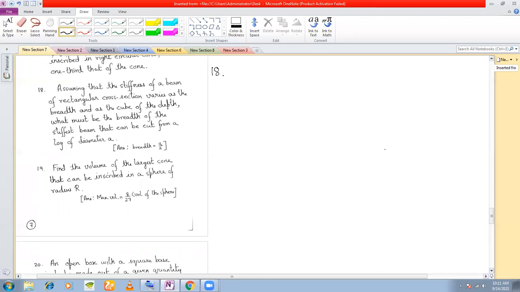Assuming that the stiffness of a beam of rectangular cross section varies as the breadth and as the cube of the depth, what must be the breadth of the stiffest beam which can be cut from a log of diameter A? Now you have a log this way. A beam means this kind of a log, you have to cut a beam from this.